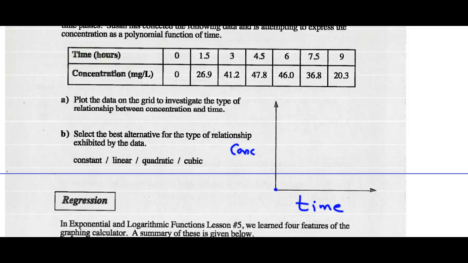So we haven't really got a grid here, so let's make a grid. 1, we have to get to 9. 2, 3, 4, 5, 6, 7, 8, 9. All right, time in hours and concentration in milligrams per liter. We have to get all the way up to almost 50. So let's say 10, 20, 30, 40, 50.